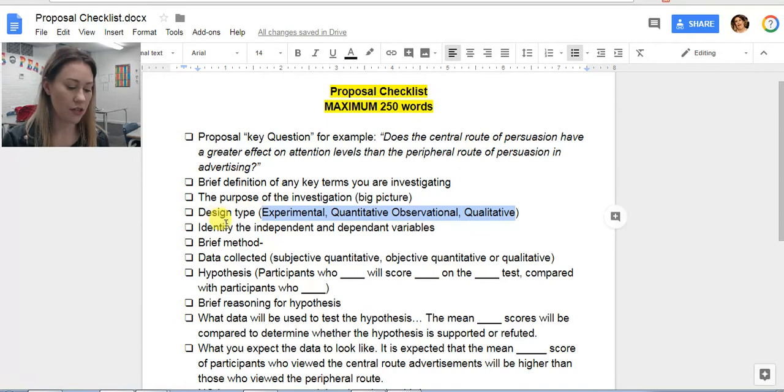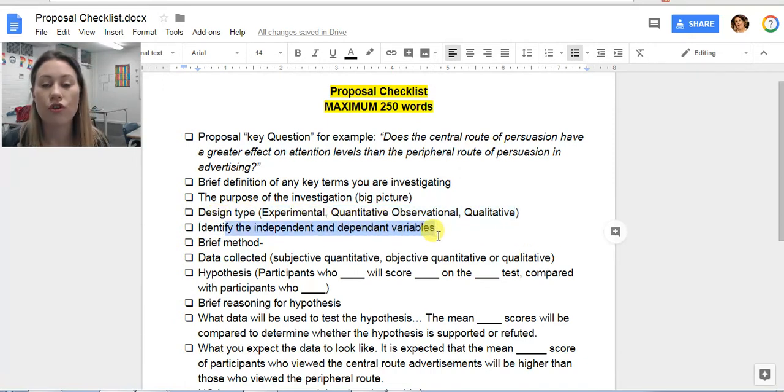The next thing you need to do is identify the independent and dependent variables. So your independent variable is the thing that's being changed or manipulated in the experiment. So when we did the caffeine investigation last semester, the thing that was manipulated or changed was the amount of coffee people consumed. So that would be the independent variable.